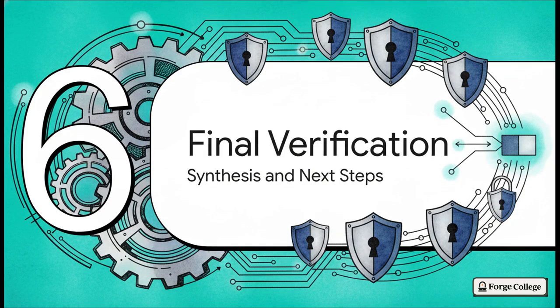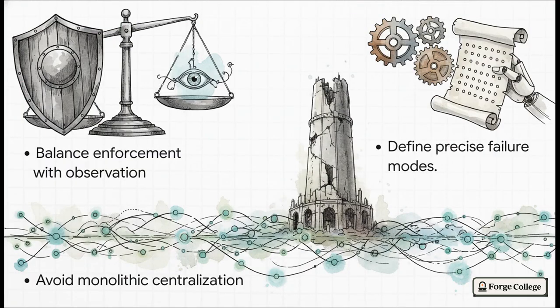Section 6, Final Verification and Synthesis. Well, we're nearing the end of our drafting session today. If you take absolutely nothing else away from this explainer, remember these 3 guiding principles. First, always balance your authoritative enforcement with observational signals, muscle and cameras, right? Second, define precise failure modes and event schemas so your static analysis actually has something to check. And third, avoid monolithic centralization unless your governance explicitly supports it.